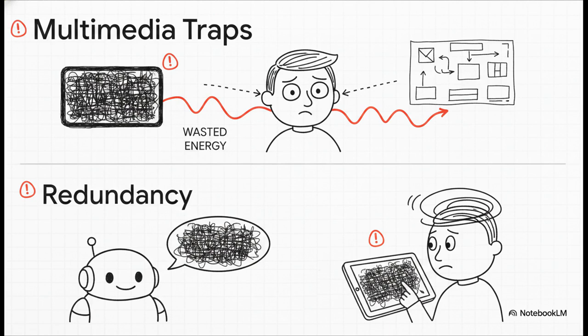Then there's the redundancy effect. This is classic: reading dense text out loud while that exact same text is displayed on the screen. Doing this literally forces your audience's brain to waste valuable time verifying if the spoken and written words match, instead of actually learning the concept.